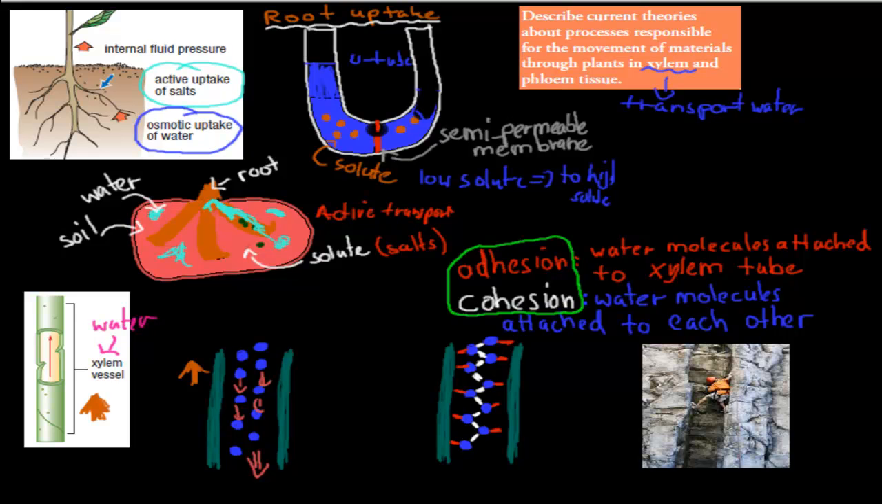And you can imagine these red dots, which is called adhesion. Adhesion is water molecules attached to the xylem tube or attached to something else. So in this case, you've got the water molecules also attaching to the xylem tube right here.